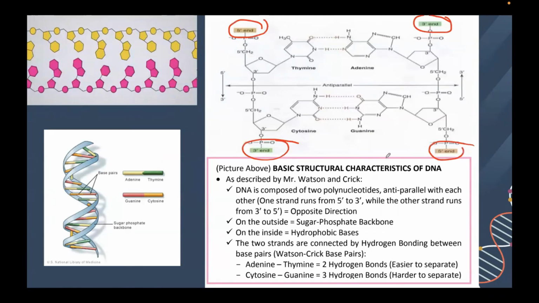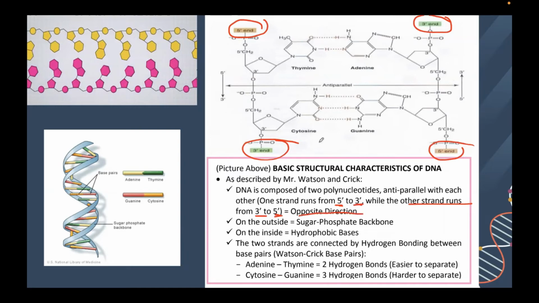Okay, pansinin lang. The basic structural characteristic of your DNA as described by Mr. Watson and Crick: DNA is composed of two polynucleotides, anti-parallel with each other. Okay, ito sila. Pero dito, nilatag lang natin sila as linear. One strand runs from 5 prime to third prime. Okay, ito yun. And then the other strand runs from third prime to fifth prime. Okay? They are in opposite direction based on their chemical structure.